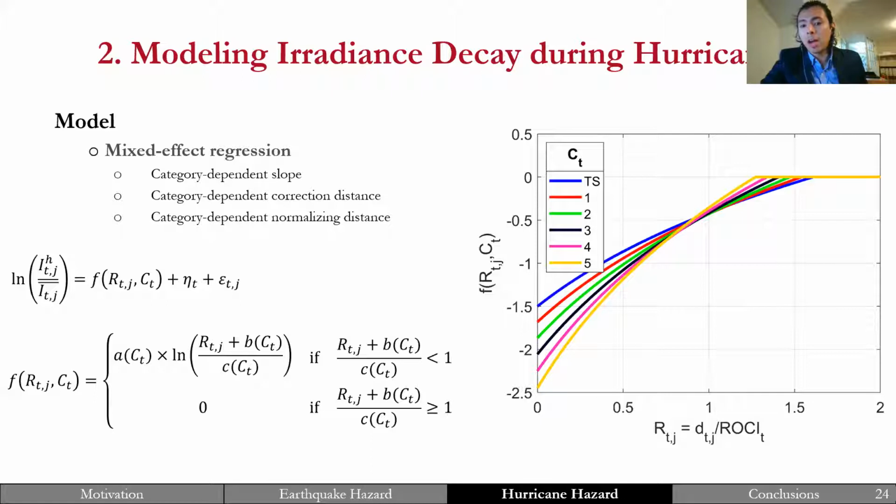And here I'm just showing you how this functional form, after being fitted, represents irradiance decay after hurricanes for different categories and for a normalized distance: the distance from the site to the eye of the hurricane divided by the radius of the outermost closed isobar. It's just a metric of the size of the hurricane. So we formulated that, and this is the second part of the analysis.